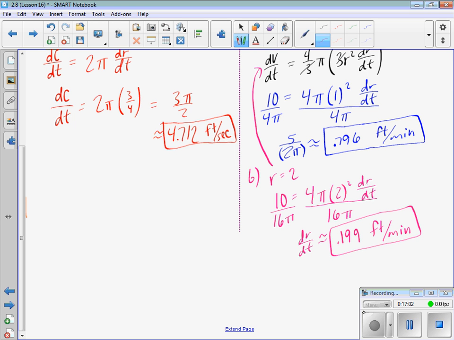So the radius should be getting bigger as they're inflating the balloon, right? So that makes sense that it's positive and everything there. So any questions on those two? Okay, let's go to the back.